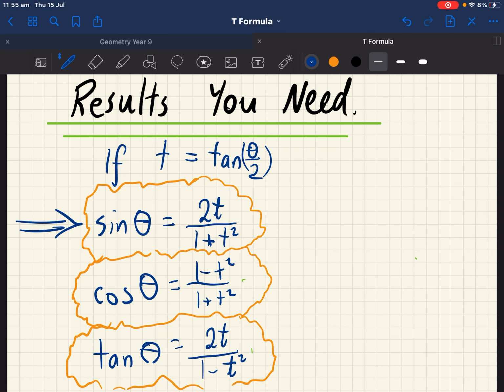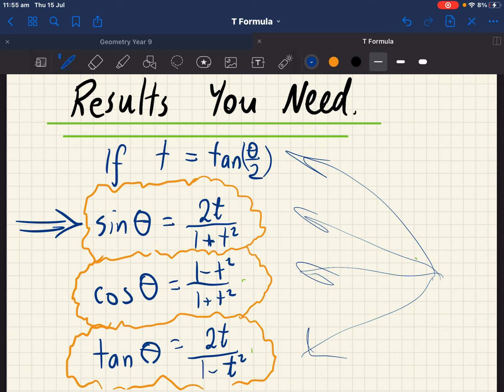The whole premise for T-formula is we're making this substitution. We're creating this variable called t. We're going to let it equal tan theta on 2. And when you do that, you end up with these different results for sine, cos, and tan. That means when we have our trig equation, we're going to be able to make these substitutions for sine, cos, and tan and get our new algebraic equation to solve.